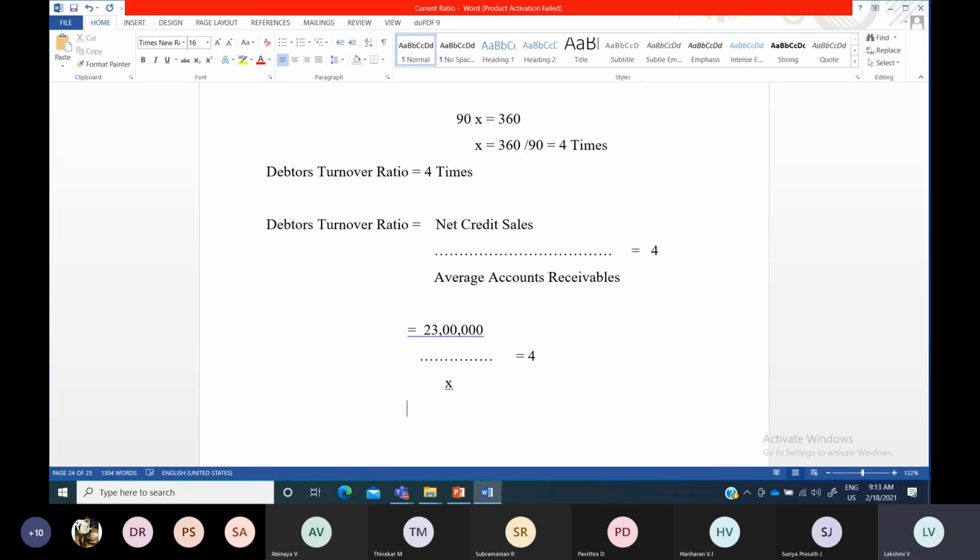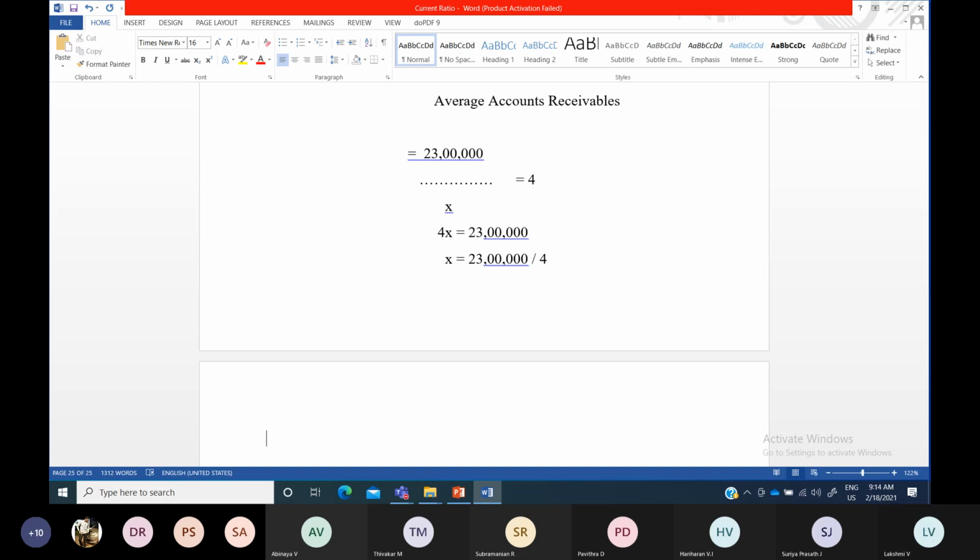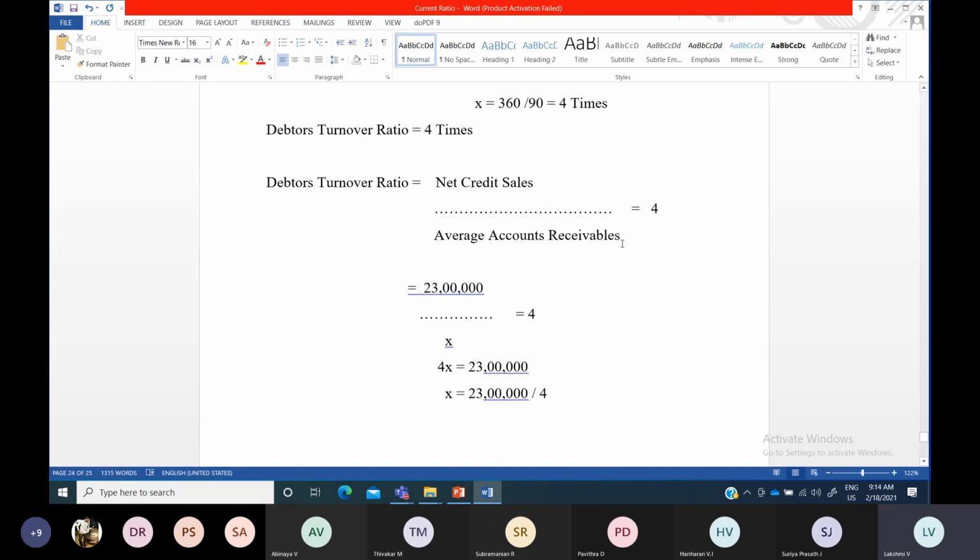Now 4 equals, so what will happen? X into 4. This X into 4 will become 4X. 4X is equal to 23 lakhs. Now X is equal to 23 lakhs divided by 4. So X is equal to 23 lakhs divided by 4. How much is it coming? You just verify and find out. That will be our average accounts receivable.